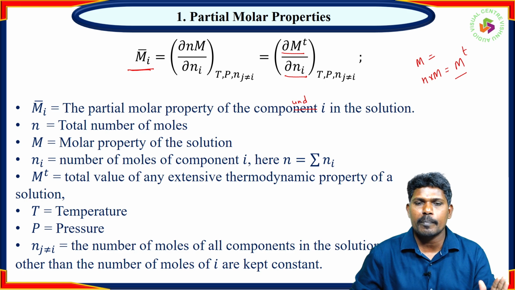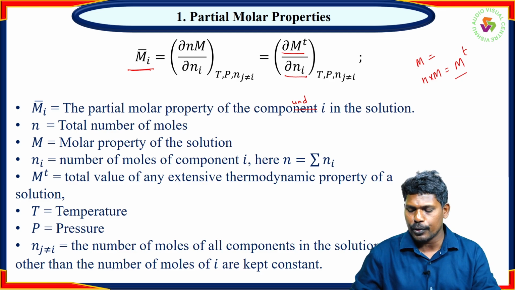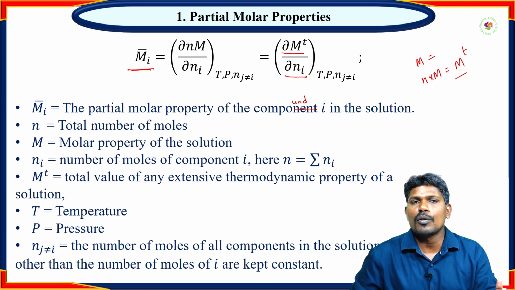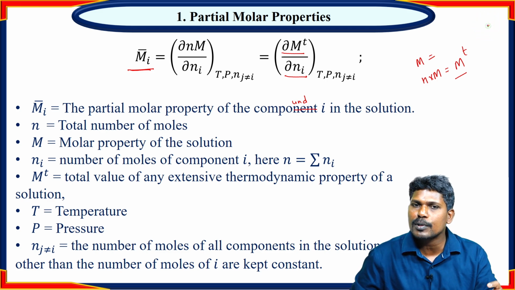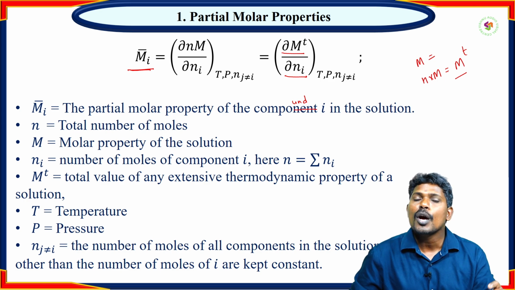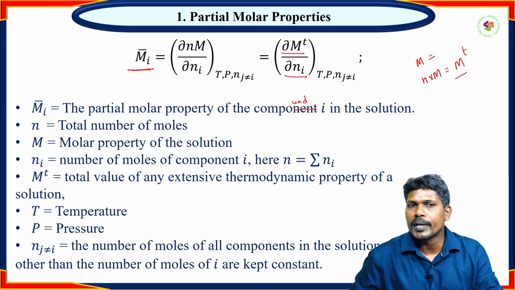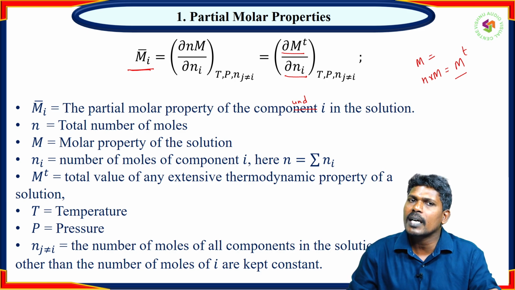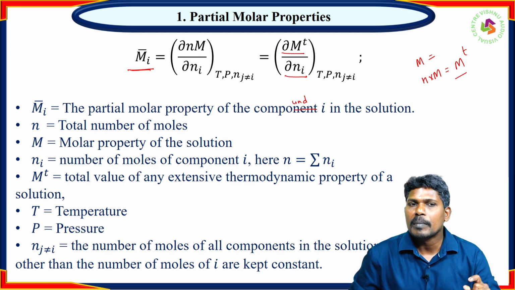T is the temperature, P is the pressure, and nj not equal to i, as I already said, means the number of moles of all components in the solution other than the number of moles of i are kept constant. Except i, all other compounds' moles are kept constant, meaning only the i compound's moles are changing. With respect to the change in i compound moles, how is the total molar property changing? That ratio is equal to the partial molar property of that compound in that mixture.